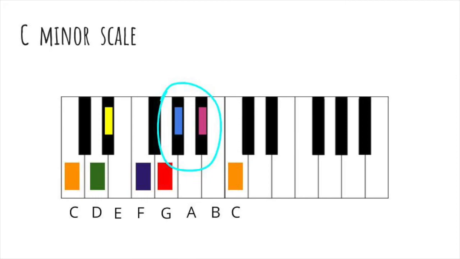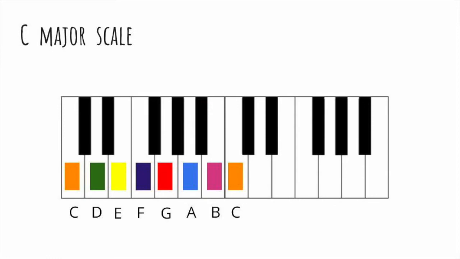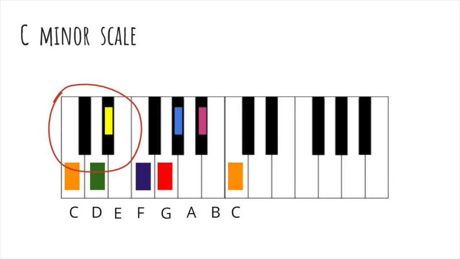If I play the C minor scale followed by the C major scale, you'll hear the difference hopefully. So crucially in that minor scale we had the third note flattened and the sixth note and the seventh note both flattened, whereas in the major scale they weren't.